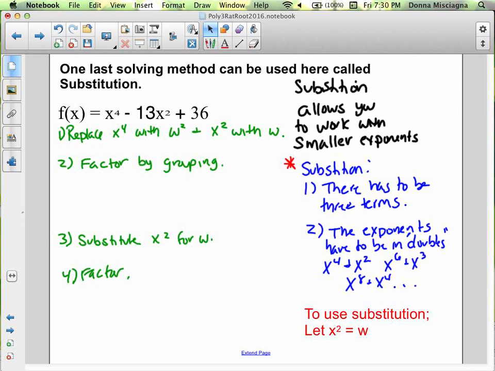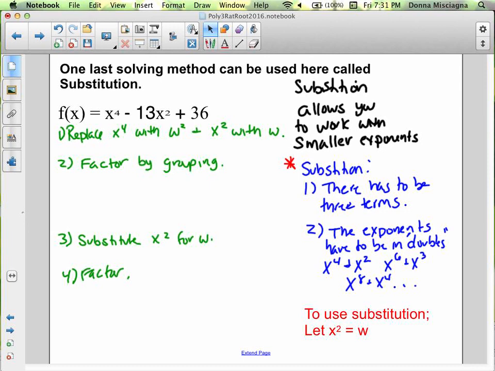So substitution is going to allow us to work with smaller exponents. And then we're going to be able to apply the exact same steps that we used for factor by grouping for quadratics. We just have to remember to substitute back because we're using w's rather than x squared. So we do have to substitute back. So let's see how this works. The nice thing is when this technique works, there's no trial and error, and it's a fairly quick technique.